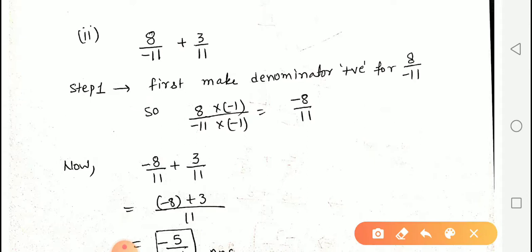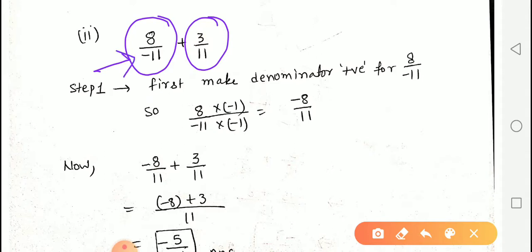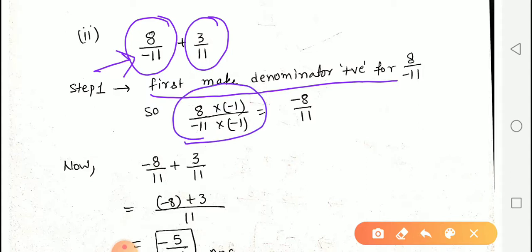Now here is the second example: 8 upon negative 11 plus 3 upon 11. Here the denominator is negative. First step, we make the denominator positive by multiplying numerator and denominator by negative 1. Then we get negative 8 upon 11 as an equivalent rational number. Now we will add negative 8 upon 11 plus 3 upon 11.